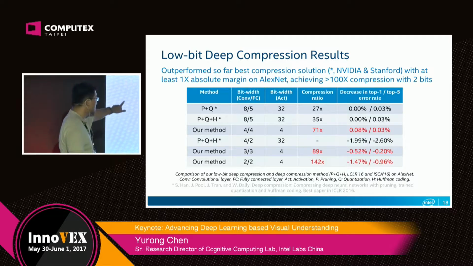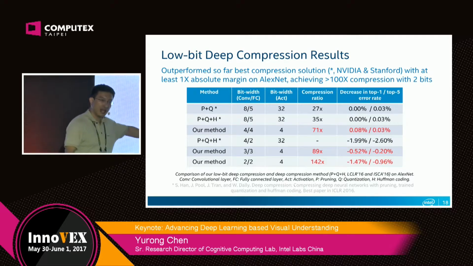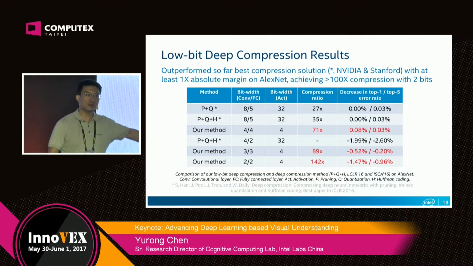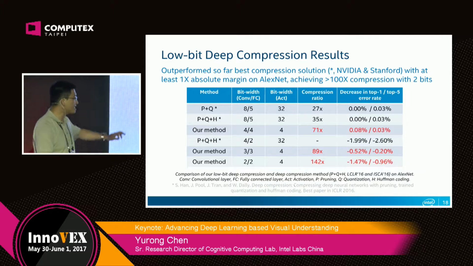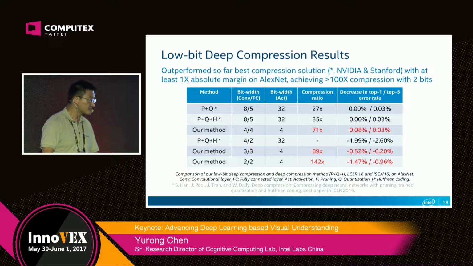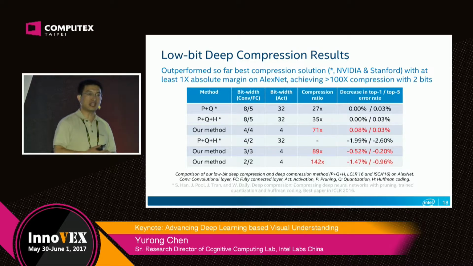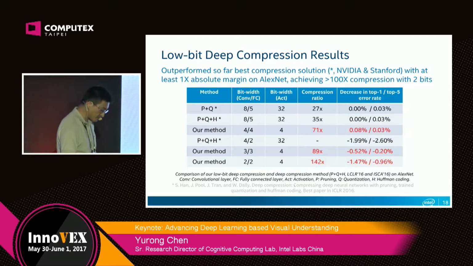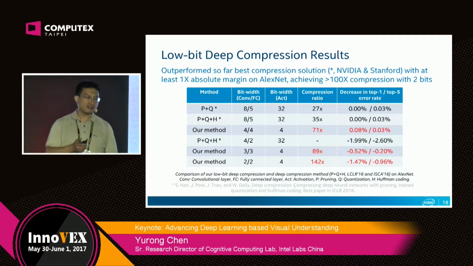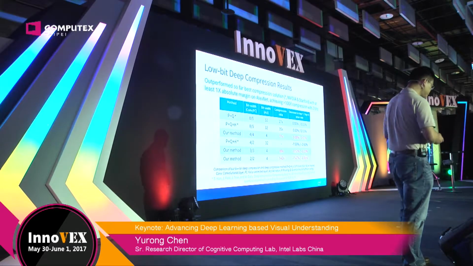With 2-bit weights and 4-bit activations, we can achieve up to 142 times compression with just a little bit of drop in accuracy. And this work lays a solid foundation for deep learning acceleration on the edge, mobile, and embedded devices. It can speed up the deep learning inference by tens and hundreds of times.